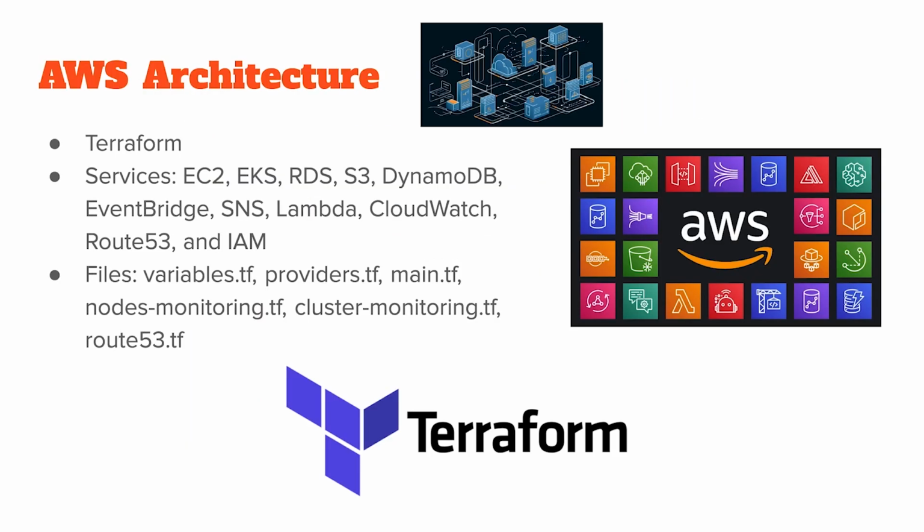Hi everyone, this is Eric and I will be talking about our AWS infrastructure that we built using Terraform. The Amazon resources we are using to build our infrastructure are AWS EC2, EKS, RDS, S3, DynamoDB, EventBridge, SNS, Lambda, CloudWatch, Route 53, and IAM. We are using different Terraform files to configure and build each and every resource for our project. These files include variables.tf, providers.tf, main.tf, nodes_monitoring.tf, cluster_monitoring.tf, and route53.tf.